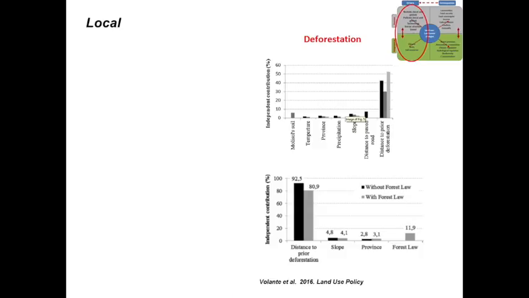Of course, precipitation, slope, and temperature play an important role. But the important thing is that all these factors get less importance through time. So at the very beginning of the process, the relative importance of precipitation or temperature was higher than at the very end of the process. This is something that we learned from this analysis.